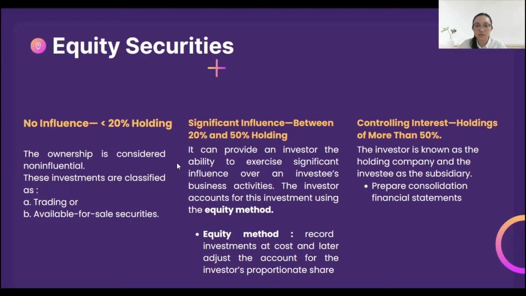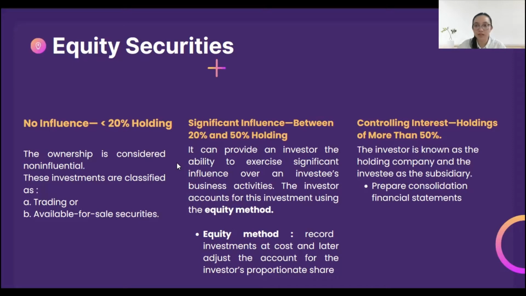Second, significant influence, between 20% and 50% holding. An investment of 20% or more but less than 50% in the voting stock of an investee is presumed to possess significant influence. It can provide an investor the ability to exercise significant influence over an investee's business activities. The investor accounts for this investment using the equity method.